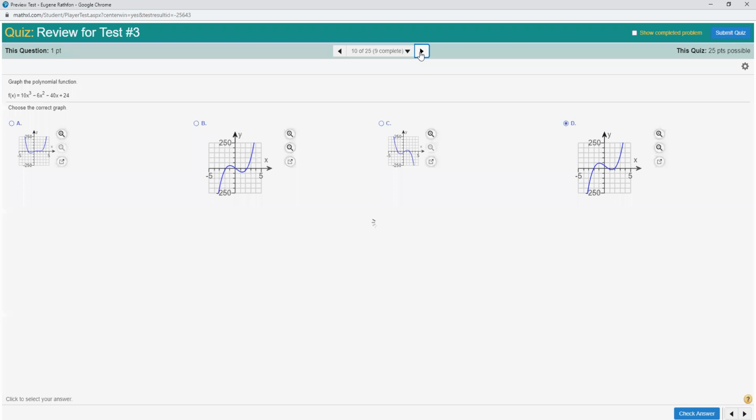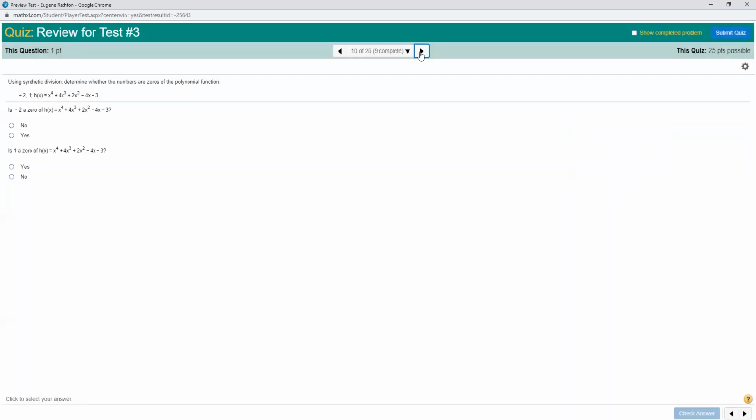All right, let's see what this 10 has. All right, so I'm going to write this one down. So now I'm getting into synthetic division. So this has f of x equals x to the 4th plus 4x to the 3rd plus 2x squared minus 4x minus 3. And I just want to know if these two numbers are zeros. So let's go to our pad and work this one.